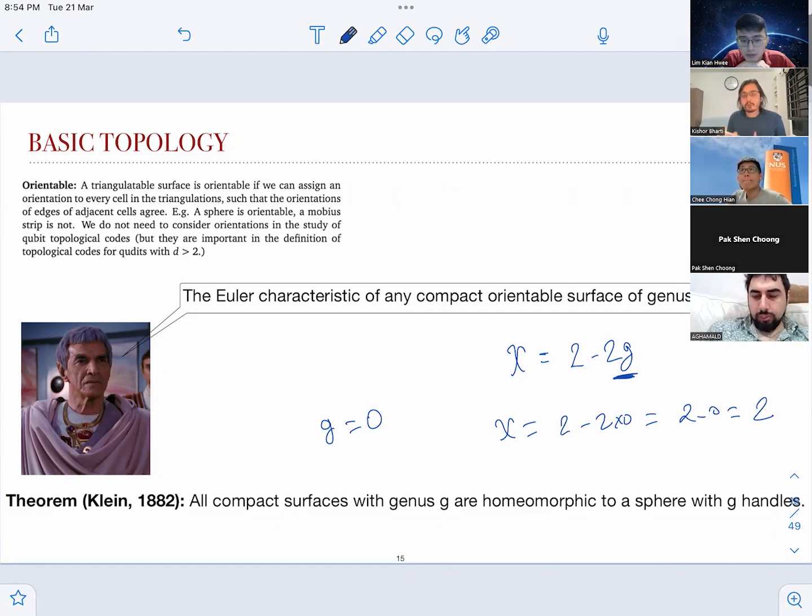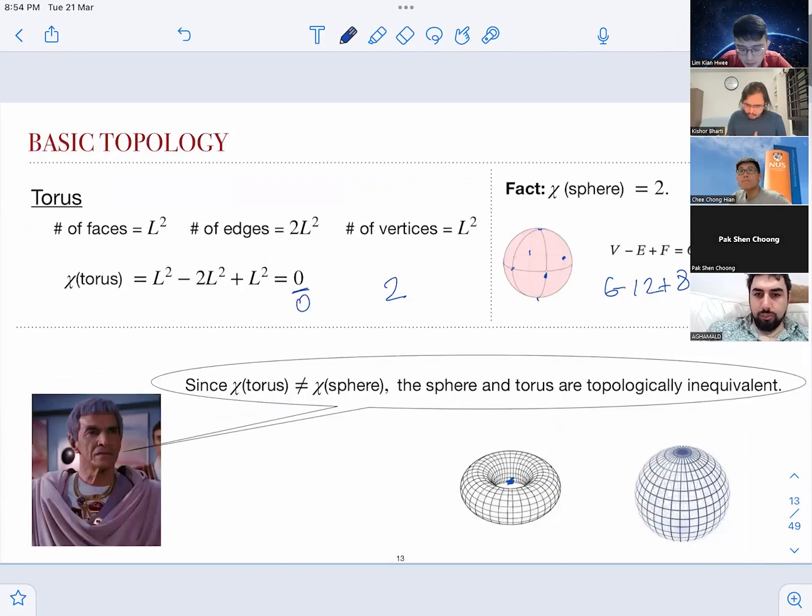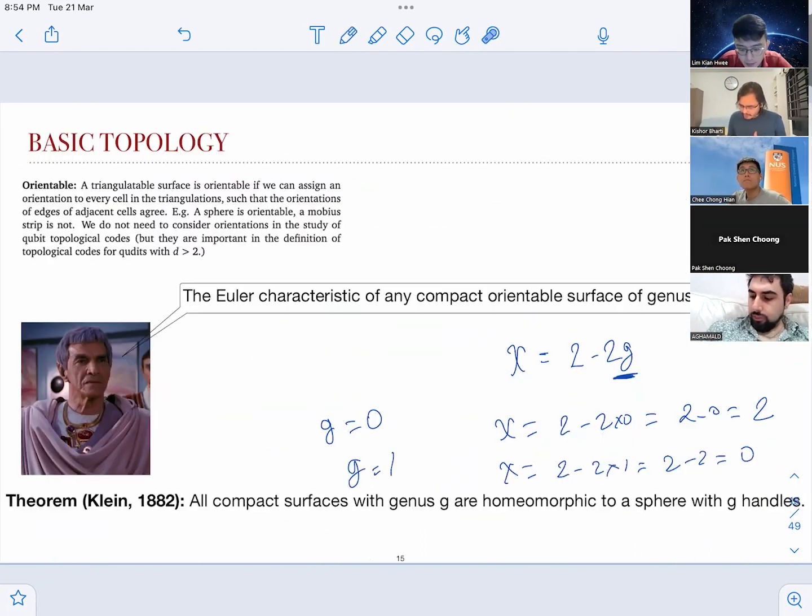On the other hand, for torus, we had G equal to 1. So if you calculate the value of chi for torus, it's 2 minus 2 times 1, and that is 2 minus 2, equal to 0. So you can see that for torus our chi was 0. So you can see how it captures this notion of genus, how many holes it has.